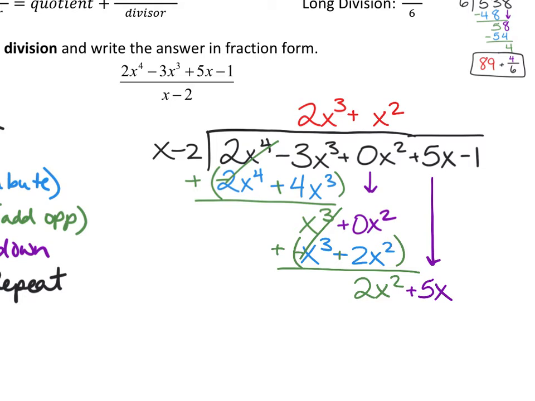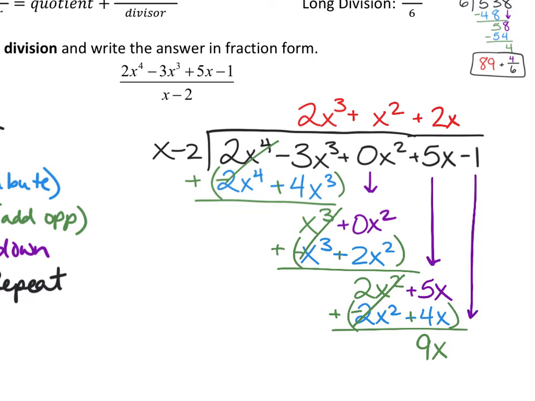Divide the first term by the first term. 2x squared divided by x is 2x. We multiply 2x times x minus 2. That's 2x squared. And 2x times negative 2 is negative 4x. But all of that we are going to subtract. Subtracting is adding the opposite, so we can change all of the signs. The first terms should and do cancel. And the second terms combine together. That's 9x. We bring down.